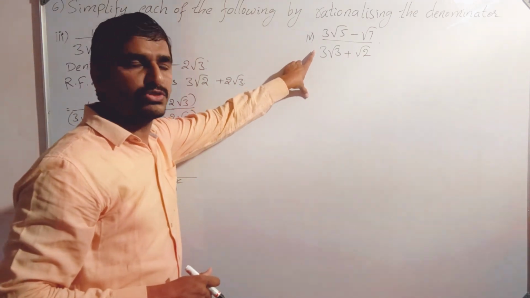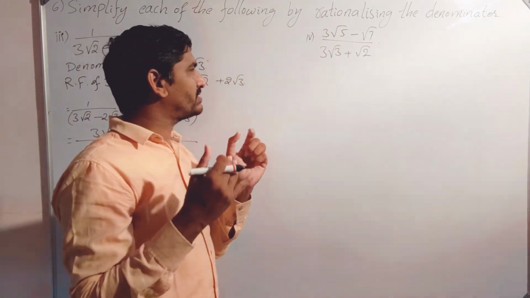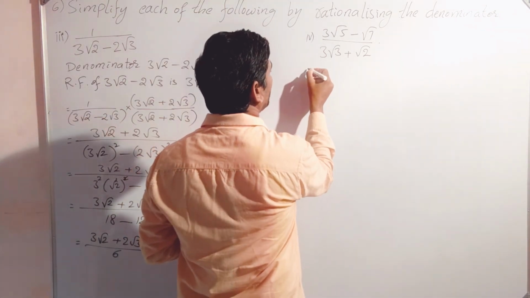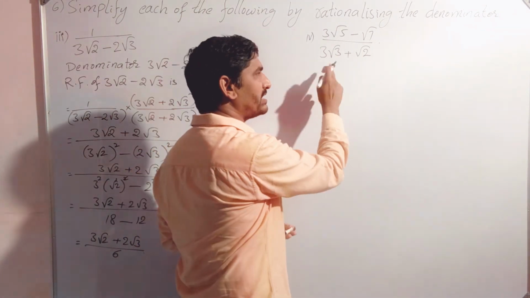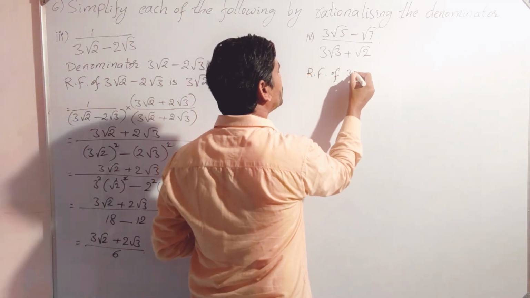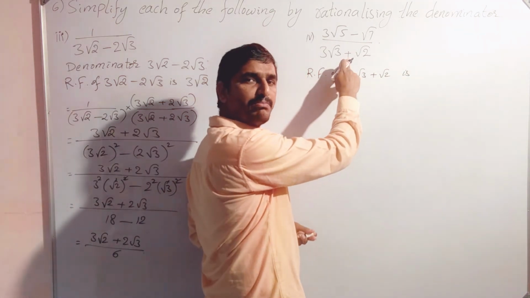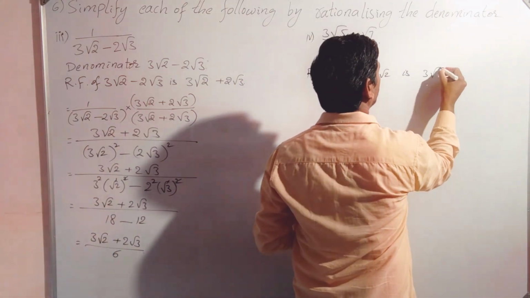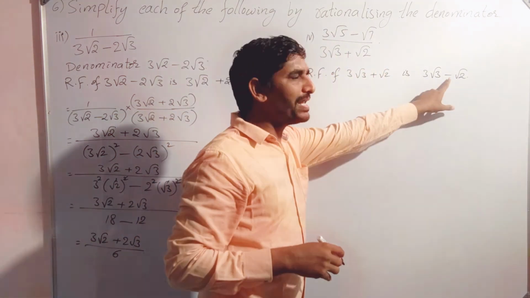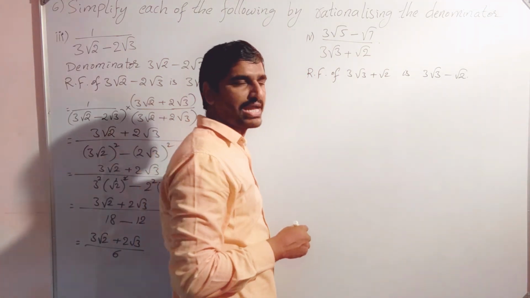Go for the next, the fourth one. Here some large values are there. How to simplify that? See, the denominator is 3 root 3 plus root 2. The rationalizing factor of 3 root 3 plus root 2: plus is there, so we write minus, 3 root 3 minus root 2. Where minus is there, we write plus, and where plus is there, we write minus as the rationalizing factor.